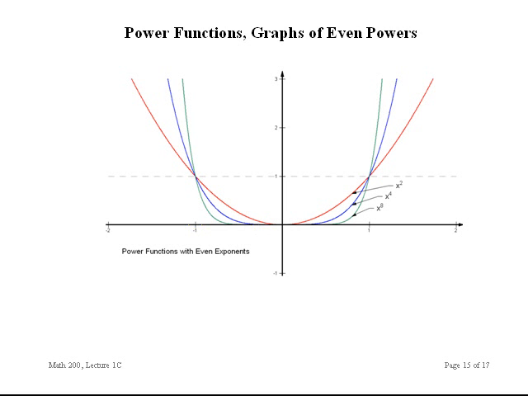Okay, so here's the power function graphs of the even powers. The red line is x squared, the blue line is x to the 4th, and the green line is x to the 8th. They're all going through this point 0, 0 right here at the origin. They all go through the point 1, 1. They all go through the point -1 and 1.